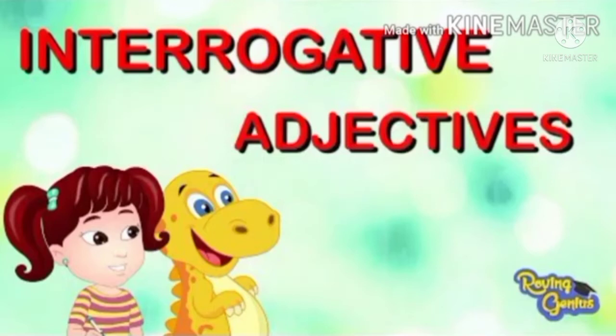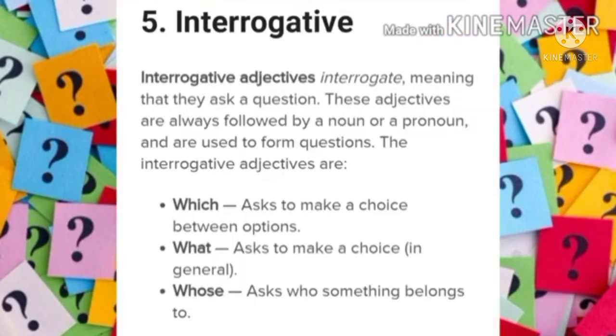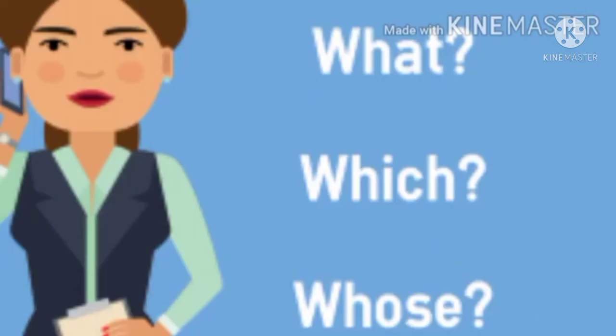Next, we are going to study interrogative adjectives. Now, we have studied interrogative sentences. What do you mean by interrogative sentences? Interrogative sentences are sentences which ask a question. So, interrogative adjectives are also used in questions. Interrogative adjectives ask a question and are always followed by a noun or a pronoun to form questions.